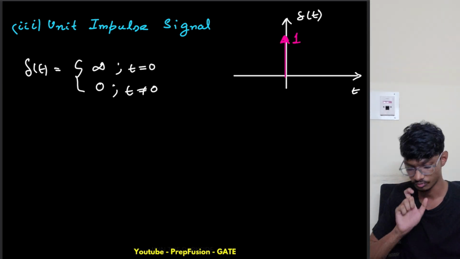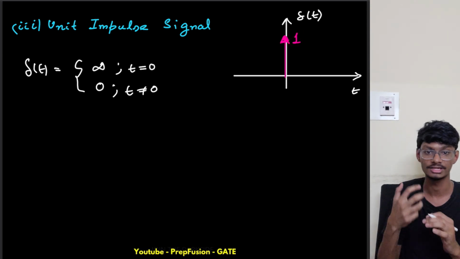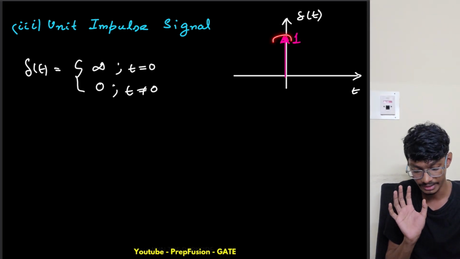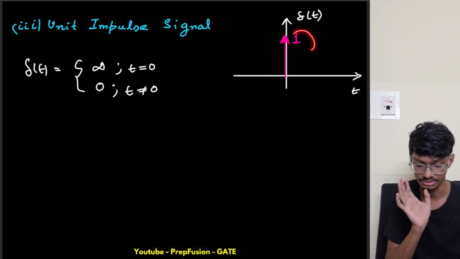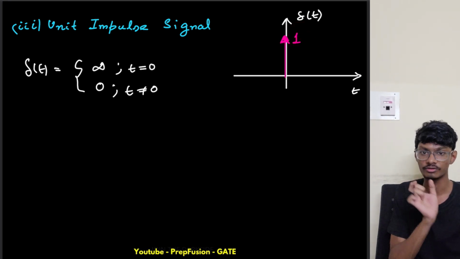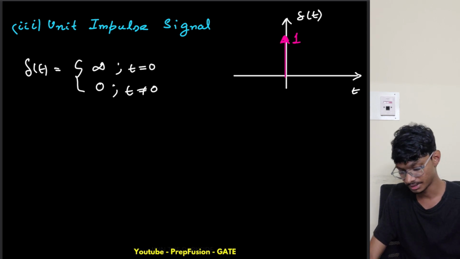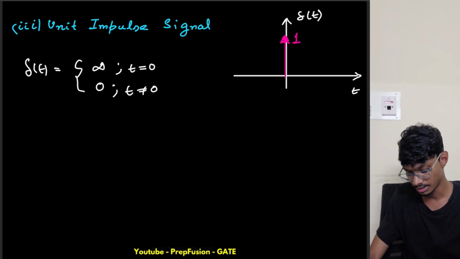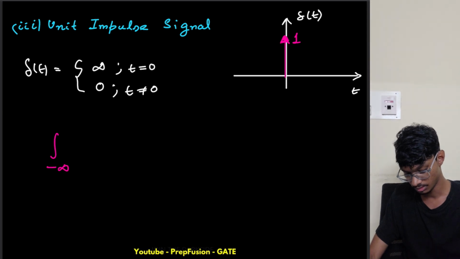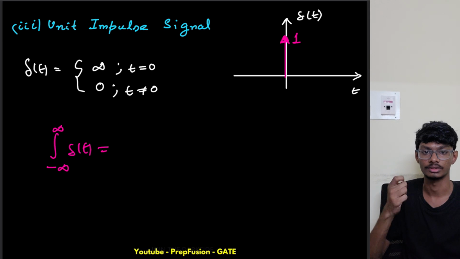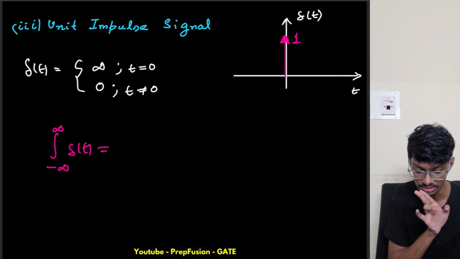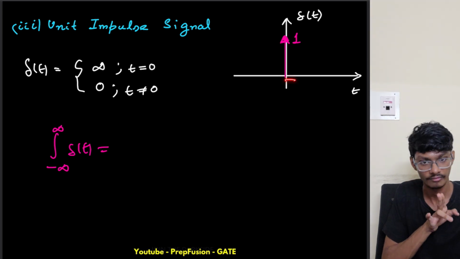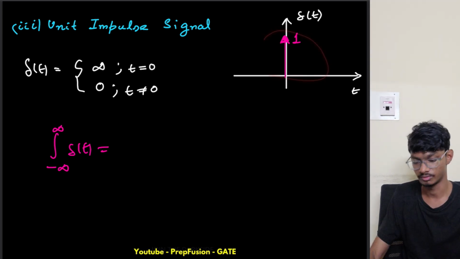The area is 1. This 1 isn't the magnitude of the impulse at this point; it is the area of the impulse. It's represented like this. So the area of the unit impulse is 1 only. What is the property? If you integrate over the whole time axis for a unit impulse function, the area is 1. Or we can integrate just before t equals 0 and just after t equals 0, and our area will still be 1.